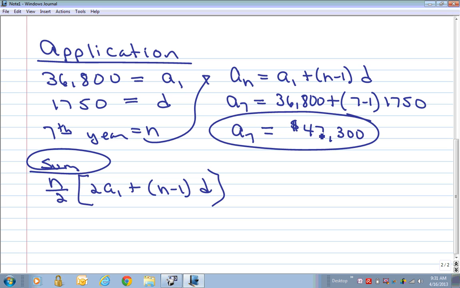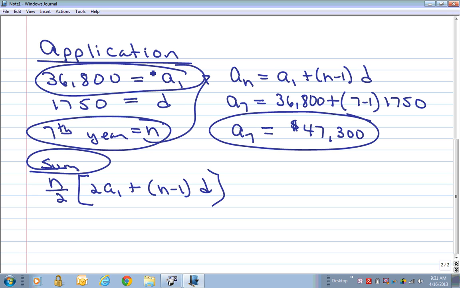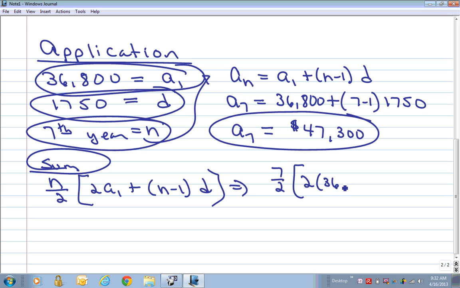All right, again, we want to know the total for 7 years, so n again is going to be 7. A sub 1 is still going to be 36,800, and our difference is still, excuse me, 1,750. So let's plug into our equation. We're going to have 7 over 2, and then 2 times a sub 1, which is 36,800, plus 7 minus 1 times a difference of 1,750. All right, and again, you would have your calculator, and if you go through very carefully, be careful of order of operations.